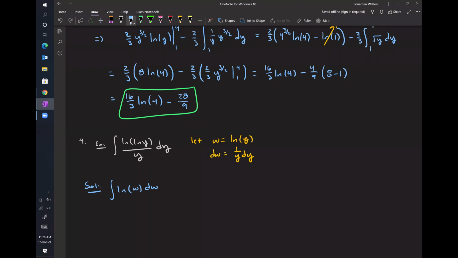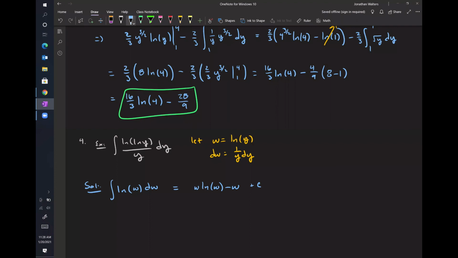How do I integrate natural log w? Unless somebody just remembers the antiderivative. Anybody just remember the antiderivative of natural log? Yes, but here we say w ln w minus w. Exactly. So how do we get that? We used integration by parts. So this is going to be w natural log of w minus w plus c.